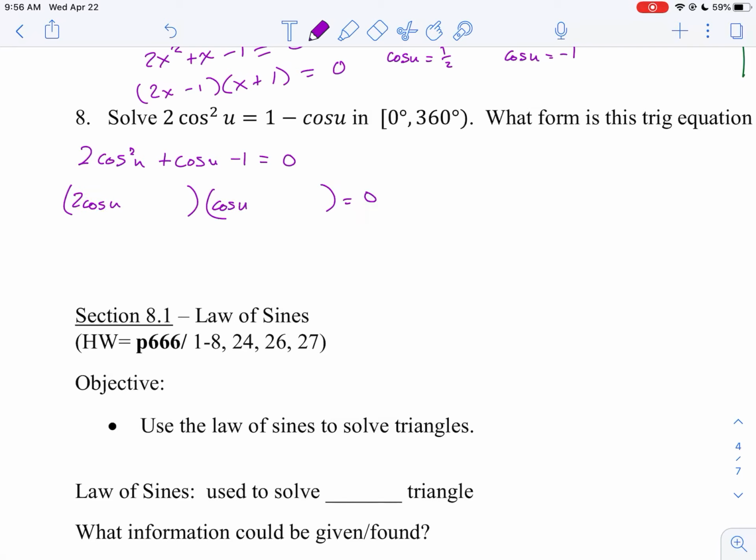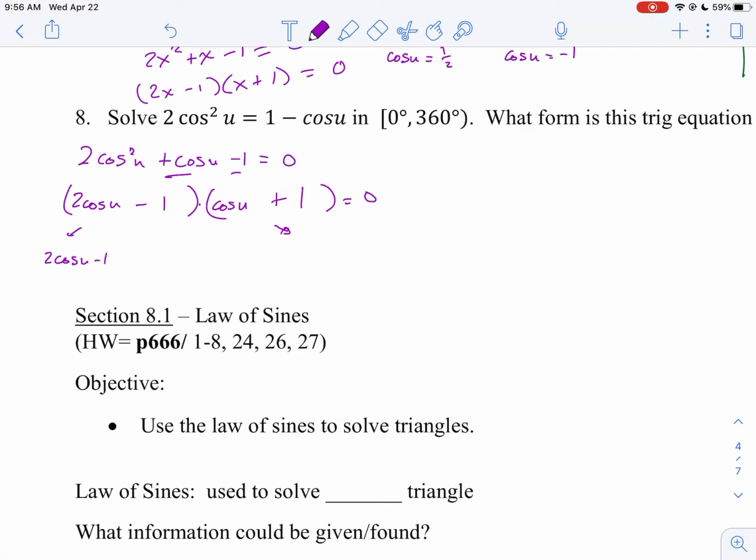I see that 2 cosine u times cosine u gives me this. And then to get -1, I need +1 and -1, but I also need a positive cosine u in the middle term. So if I put a +1 here and a -1, then this is going to give me 2 cosine u minus 1 cosine u, which gives me the cosine u that I need here. And then I also have the -1 times +1, which gives me the -1. And now I just split these up. Since this is multiplication, if this whole term is 0, 0 times anything is 0.